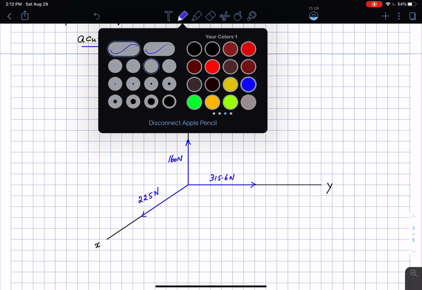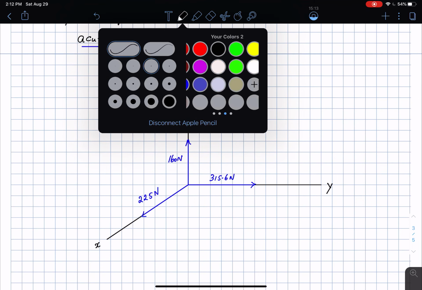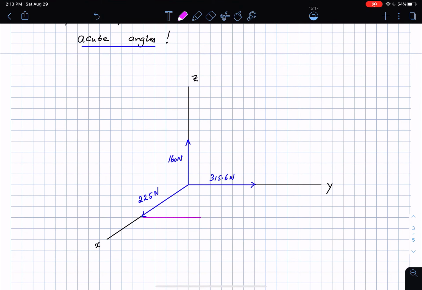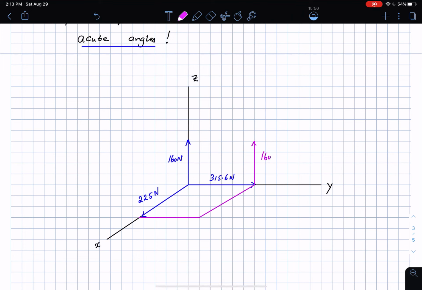Now how do I complete the parallelepiped is by first of all saying, I'm going to draw, maybe I'm going to use a different color here. I'm going to draw a line this way. Align it with the head of this arrow here. And then continue on, and then align it with the head of that arrow there. Then I have to draw a 160 newton arrow, which is straight down here. And once I'm done with that, then I can reconstruct the parallelepiped. So this is also going to be the same magnitude of 160 newtons.